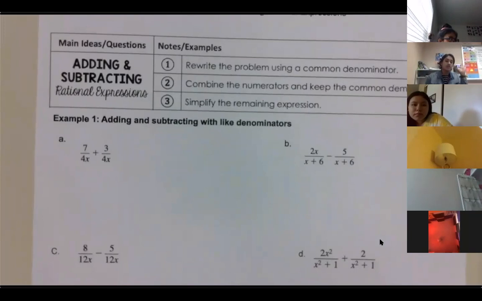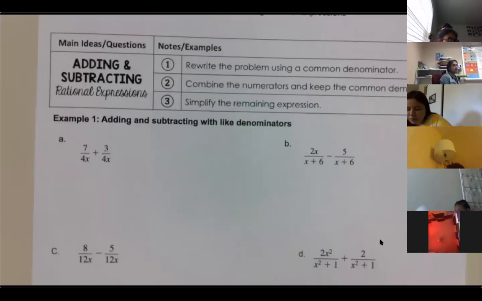For today, we're only going to see examples where you have a common denominator. Starting Tuesday, we'll practice with examples where you don't have a common denominator. So your steps are: number 1, rewrite the problem using a common denominator if it doesn't already have one. Number 2, combine the numerators and keep the common denominator. And lastly, simplify the remaining expression. So let's go ahead and look at example A.